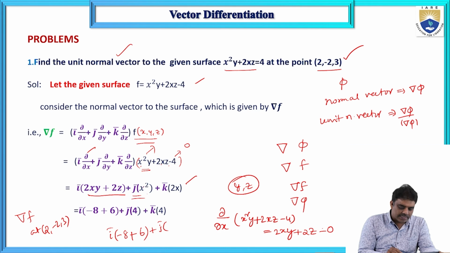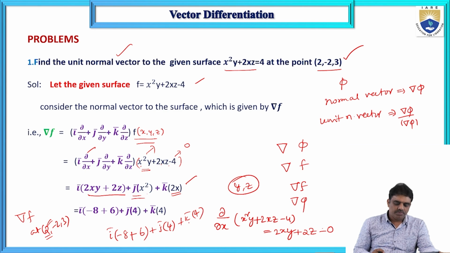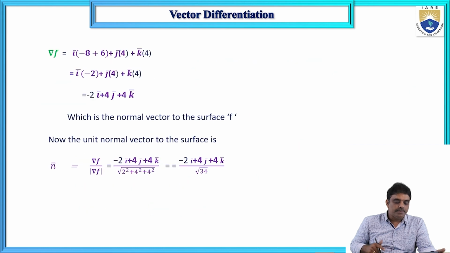What is the j bar coefficient? x², x² means 2², that is equal to 4. Plus k bar into, what is the coefficient? 2x. 2x means 2 into 2, that is equal to 4. So this is minus 2i bar, plus 4j bar, plus 4k bar.